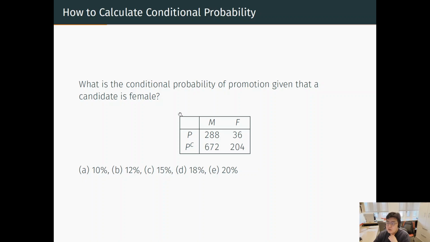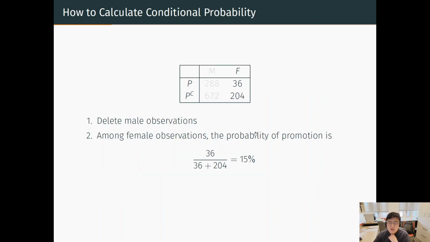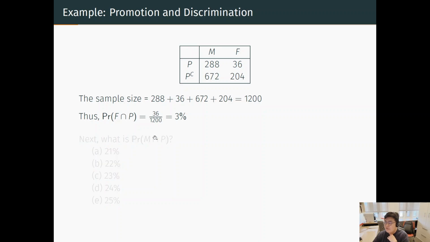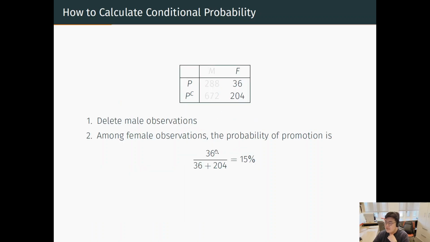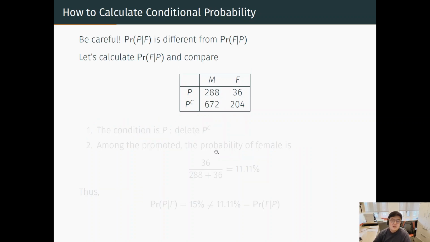Okay, so delete male, and then you get this. And among female, the probability of promotion is 36 out of 240, all the female candidates. That is 15%. Okay, so also compare this with our previous calculation. 36 divided by 1200. 36 is the same. Now we have the same 36 in the numerator, but the denominator is different. So that's the difference between unconditional and conditional probabilities.